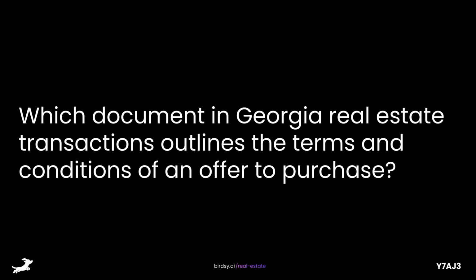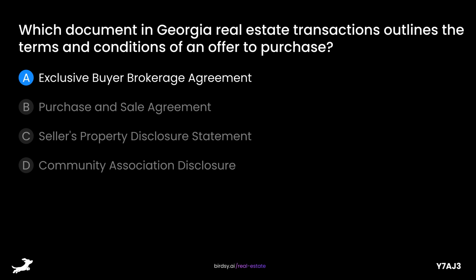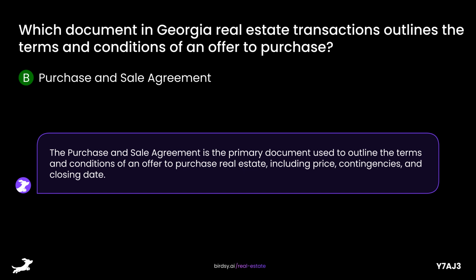Which document in Georgia real estate transactions outlines the terms and conditions of an offer to purchase? Is it A, exclusive buyer brokerage agreement, B, purchase and sale agreement, C, seller's property disclosure statement, or D, community association disclosure? The answer is B, purchase and sale agreement. The purchase and sale agreement is the primary document used to outline the terms and conditions of an offer to purchase real estate, including price, contingencies, and closing date.